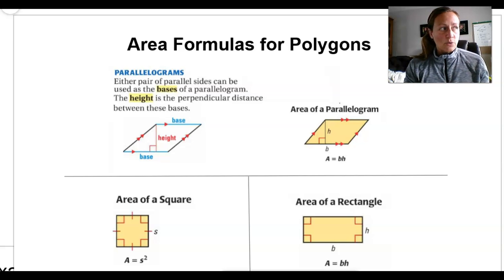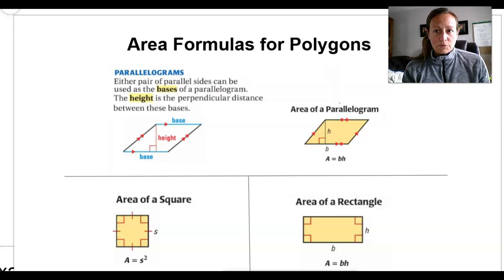Now, since squares and rectangles are both just specific kinds of parallelograms, they have very similar formulas. For the square, we say the base and the height are equal, so if you just call them S and put S times S, you get S squared. So the area of a square is just S squared. The area of a rectangle is the same as base times height.